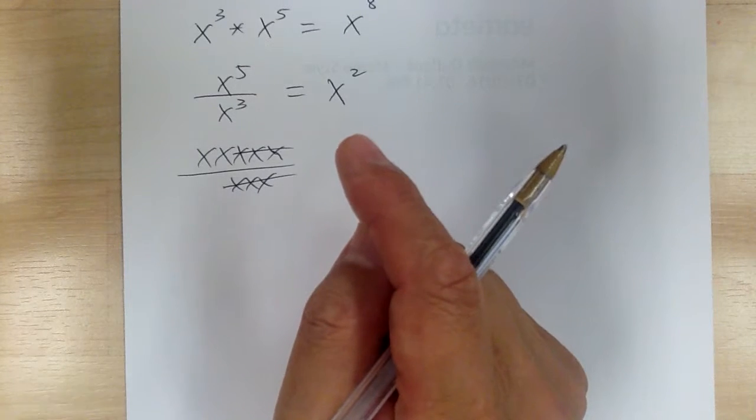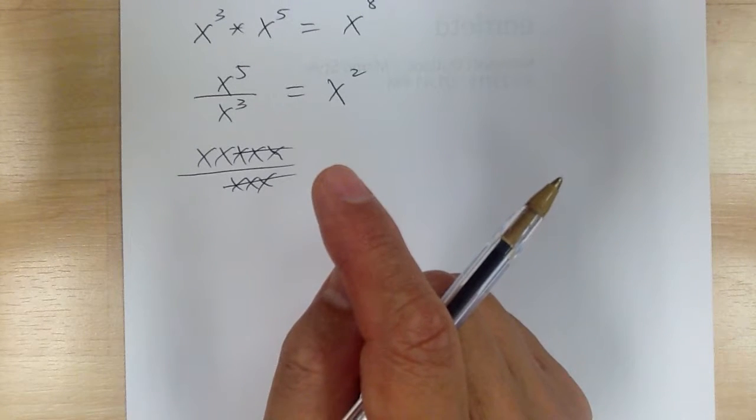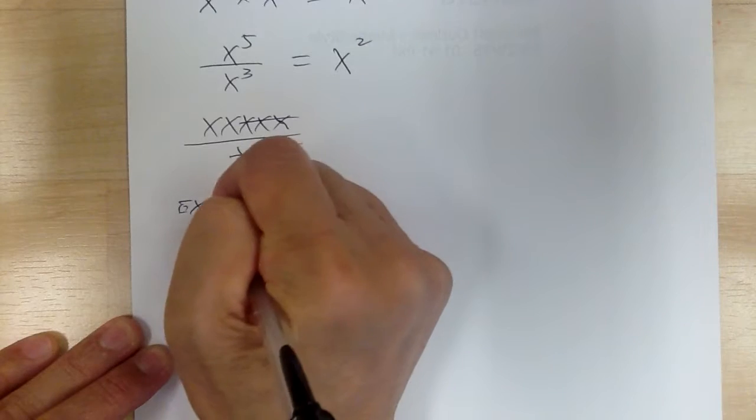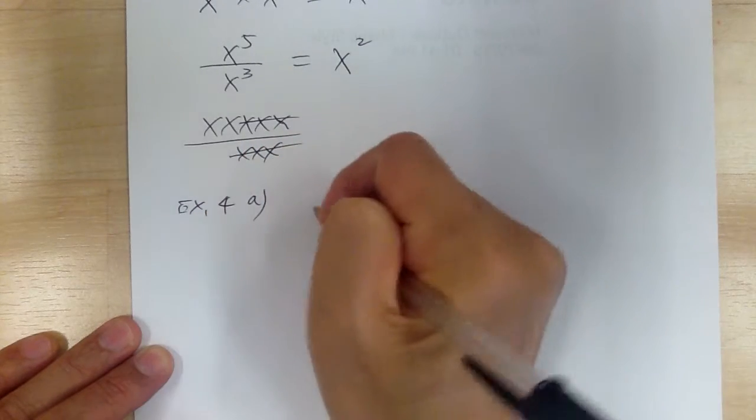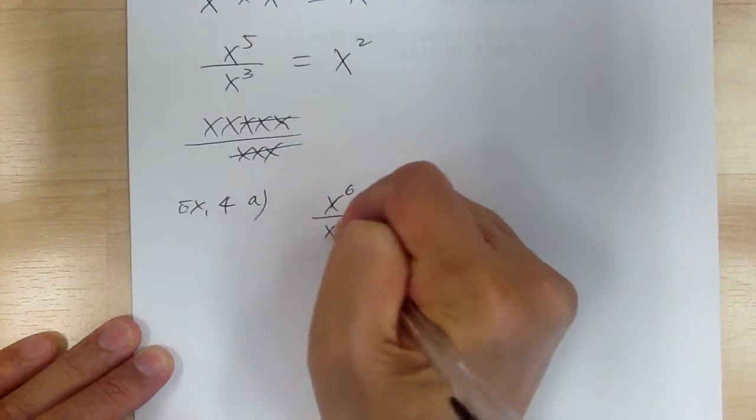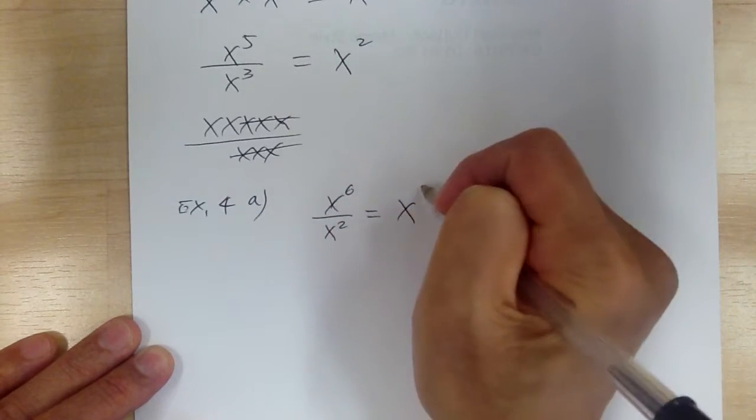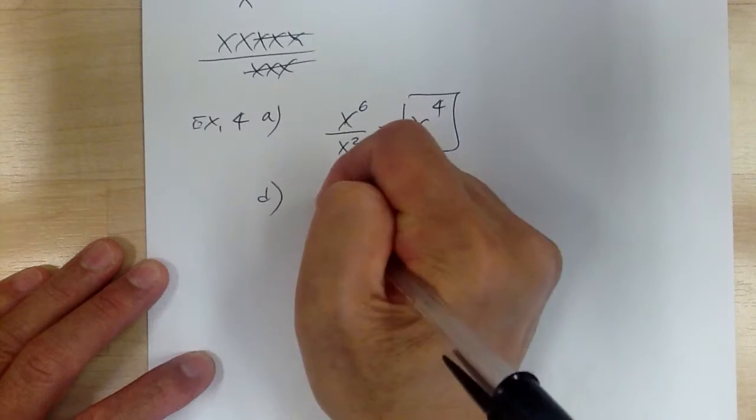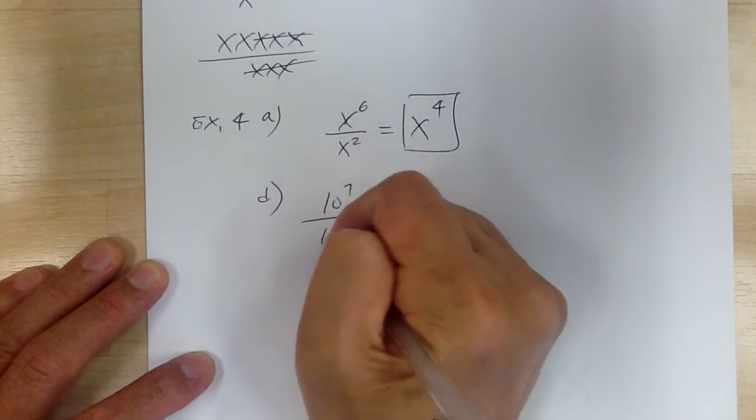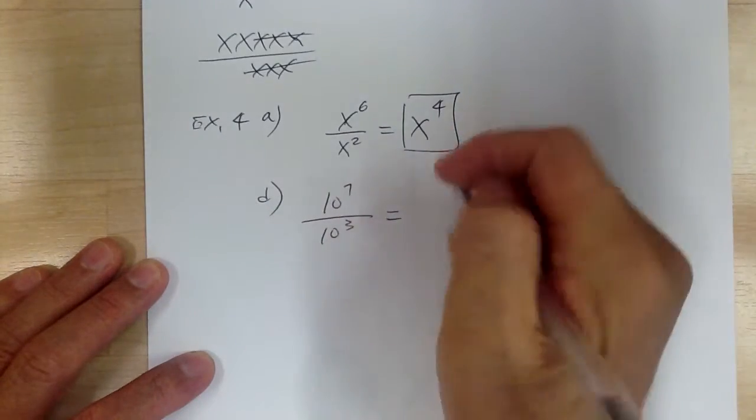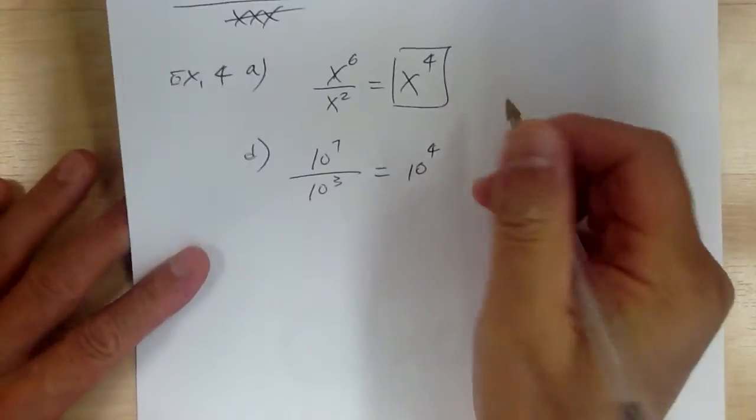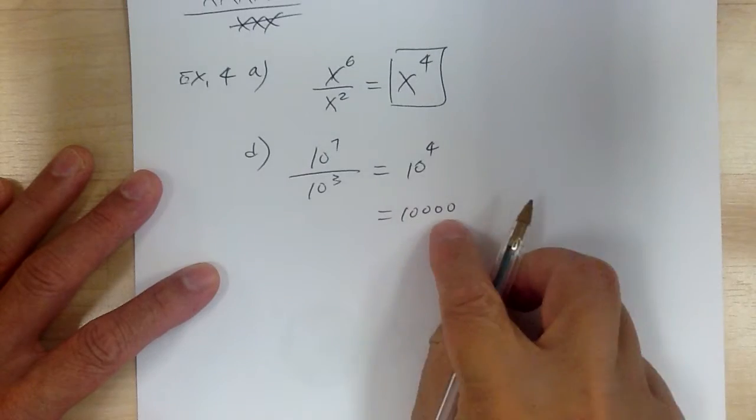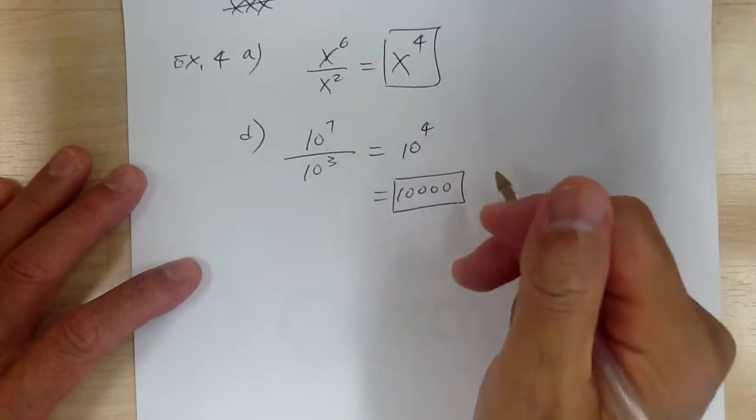Now, let's go over more examples. So let's go to example 4. So again, example 4a, you have x to the 6 over x to the 2. Again, when you have division, you just subtract. So x to the 4, and that's it. When you go to D, you have 10 to the 7 over 10 to the 3. So again, division, you subtract, so you get 10 to the 4. And so this is an easy number, so you can work it out. There are four exponents, which means there will be 4 zeros after the 1. And so that's it. Again, easy number, go and work it out.